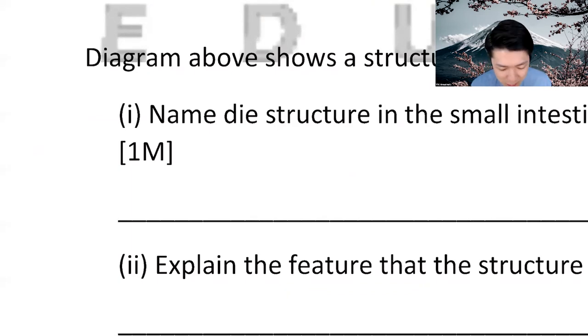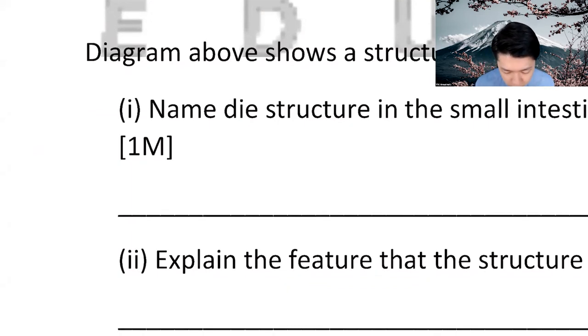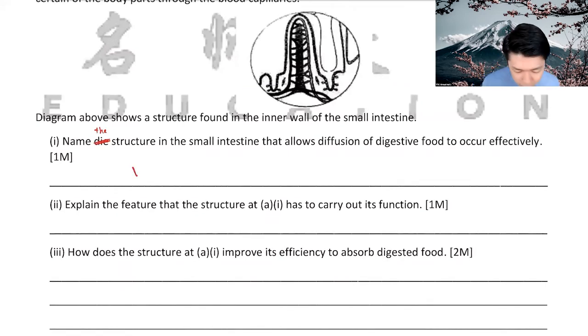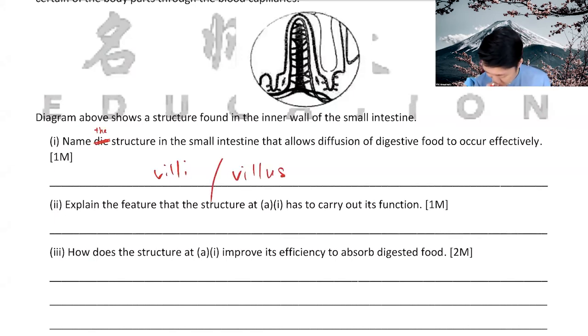Sorry, I think it's a typo. Name the structure. Okay, everybody, we just discussed this already. It's called a villi. Villi is the plural; singular, villus. Doesn't matter, no problem.